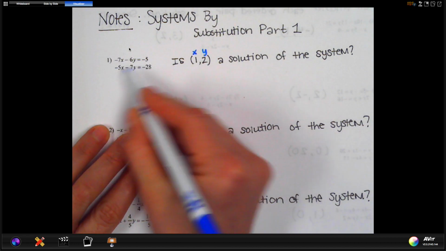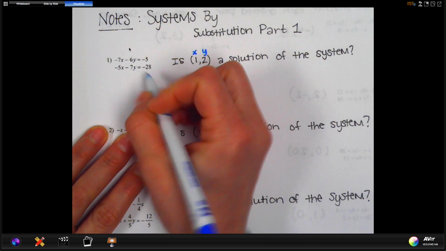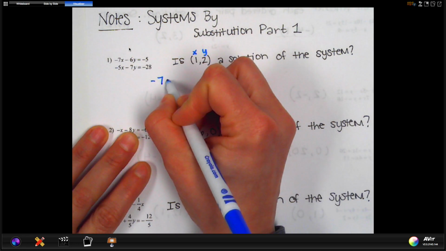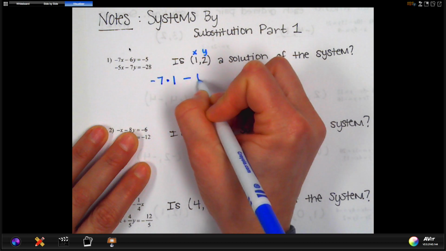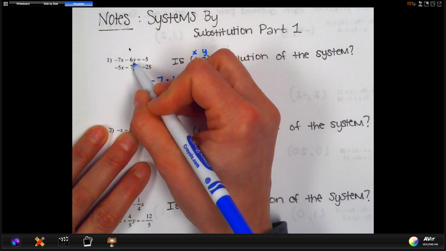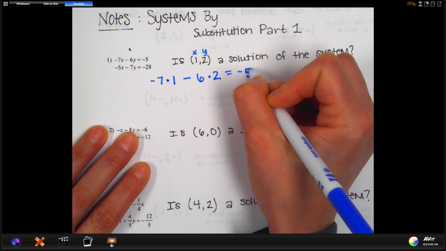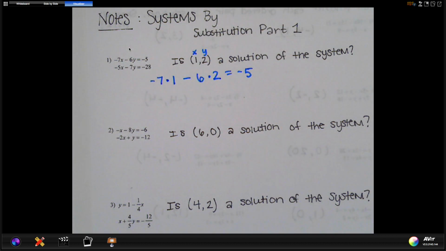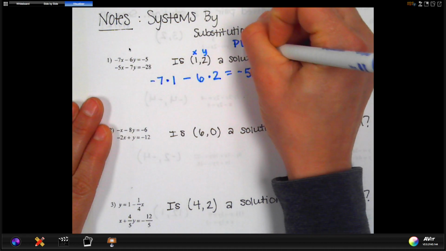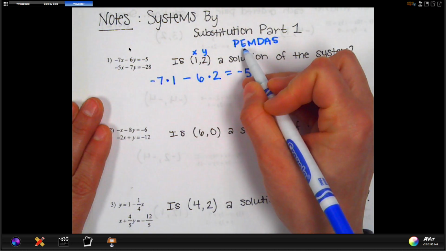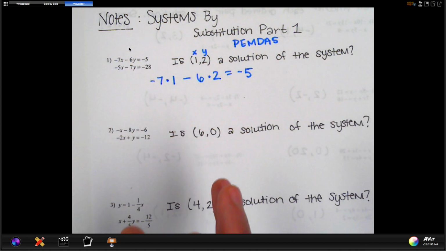So we'll start with the top equation. The top equation is negative 7x. So instead of x, we're going to substitute 1. So negative 7 times 1 minus 6 times the y value, so times 2, equals negative 5. Now, when you do this, you have to remember your order of operations. You cannot just go across and do it. Order of operations means our PEMDAS. We have to do parentheses first, then exponents, then multiply and divide, then add and subtract.